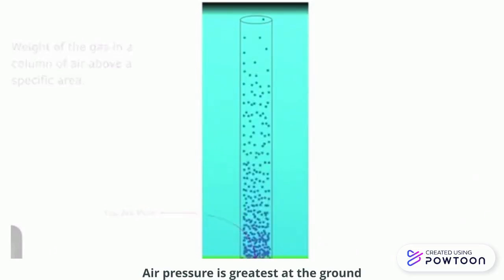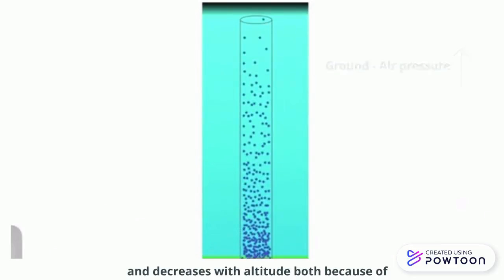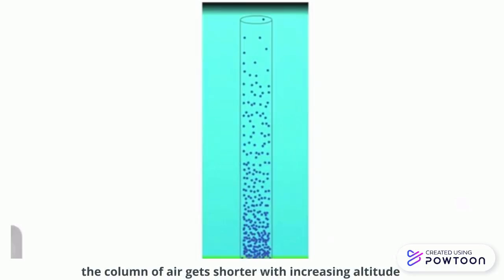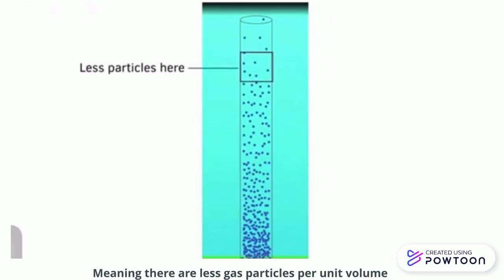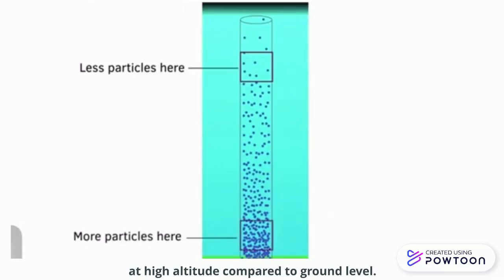Air pressure is greatest at the ground and decreases with altitude, both because the column of air gets shorter with increasing altitude, and the density of the gas particles decreases with altitude, meaning there are fewer gas particles per unit volume at high altitude compared to ground level.